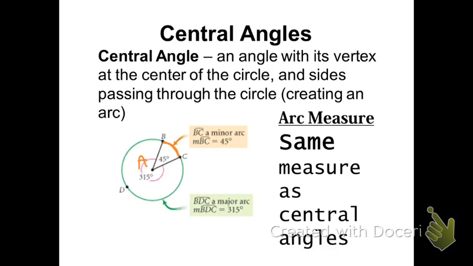Well, BC would be 1/8 of the circle, because it's 45 degrees of the entire 360. So 45 over 360 is 1/8. And the major arc BDC, well, since that minor arc is 45 degrees, the arc BDC would have to be 315, because we know that a full circle is always 360 degrees.